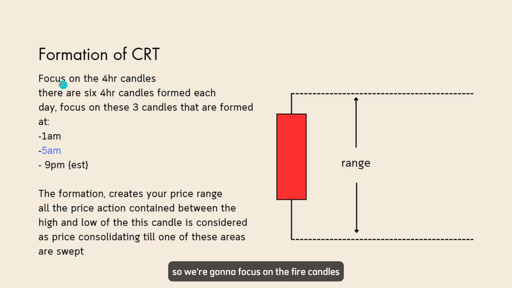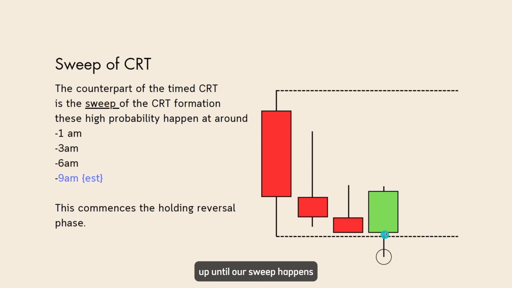So, focus on the 4-hour candles. The main candle that we're going to focus on is the 5 a.m. candle. The 1 a.m. also holds a lot more probability just because it also aligns with the New York Stock Exchange Open, but I'll make a separate video on that, okay? Our main understanding is that this 5 a.m. candle will then create the range of the day. All the price action that is contained within here is still considered a consolidation up until our sweep happens.